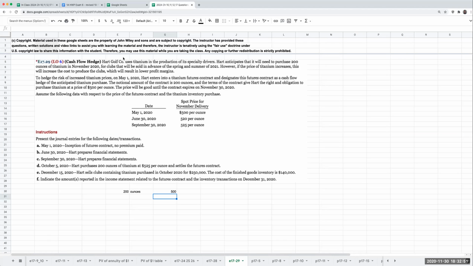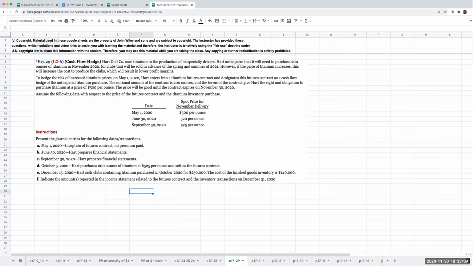So Hart Golf uses titanium in the production of its specialty drivers. Hart anticipates that it will need to purchase 200 ounces of titanium in November of 2020 for clubs that will be sold in advance of the spring and summer of 2021.